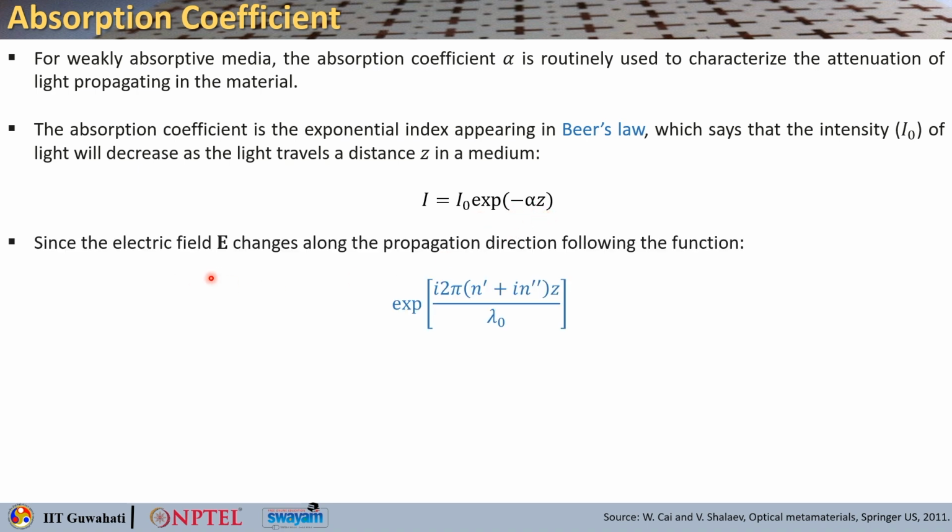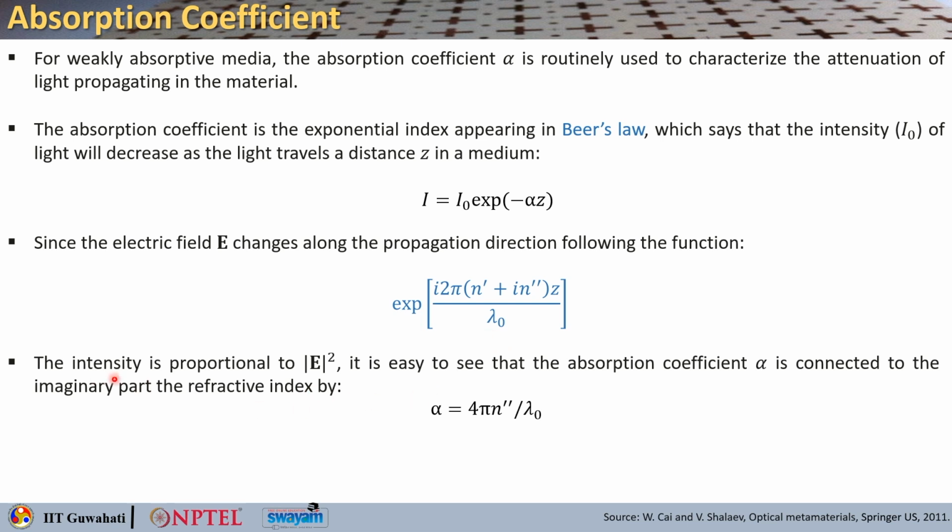Now, since the electric field E changes along the propagation direction, it also follows this exponential function: exponential of i 2 pi times n prime plus i n double prime, that is the complex refractive index, times z divided by lambda naught. So, you will see that the intensity is basically proportional to the modulus of E squared.